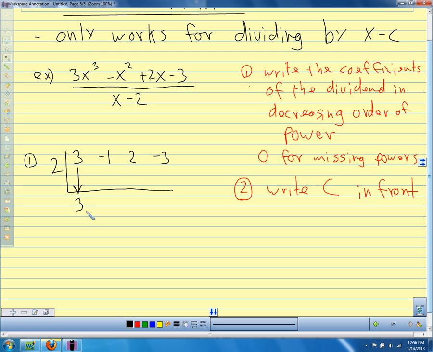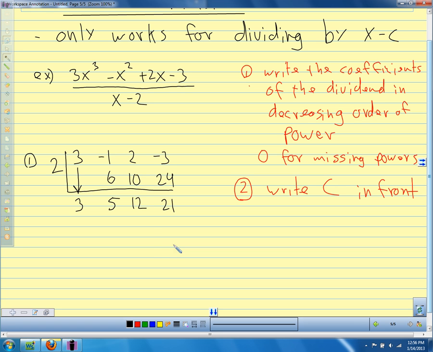Now what we do is multiply these two numbers. 2 times 3 is 6. And then I add these numbers. Negative 1 plus 6 is 5. Now I'm going to multiply these two numbers. 2 times 5 is 10. I write that there. 2 plus 10 is 12. Multiply these two numbers. 2 times 12 is 24. Add these two numbers. 24 minus 3 is 21.